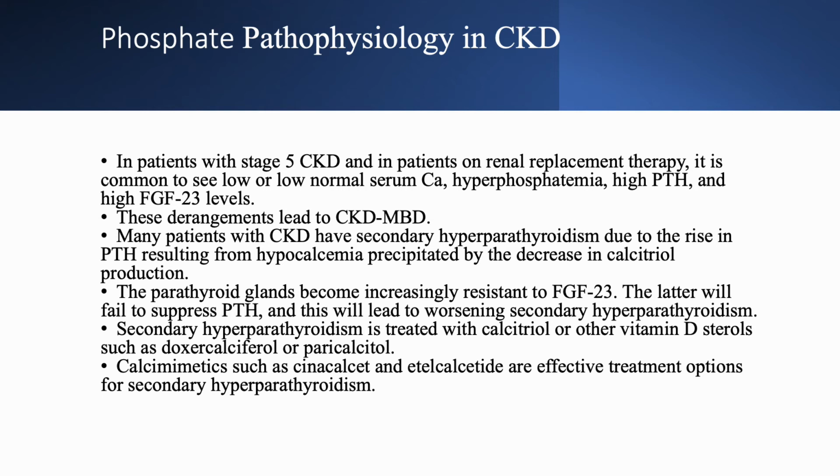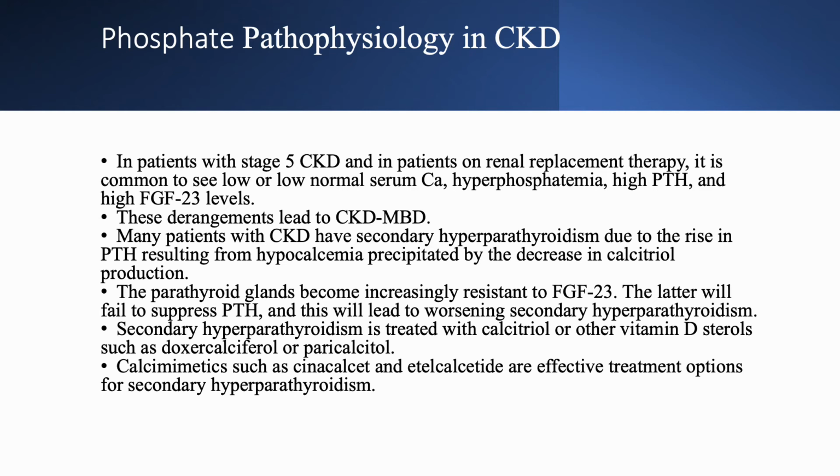Patients with stage 5 chronic kidney disease and patients on renal replacement therapy, whether it's hemodialysis or peritoneal dialysis, have certain features. Calcium is usually low or low normal. Usually it's not high. Phosphate is high unless you are giving phosphate binders. PTH will be high, and FGF23 is high. Now, this constitutes secondary hyperparathyroidism.